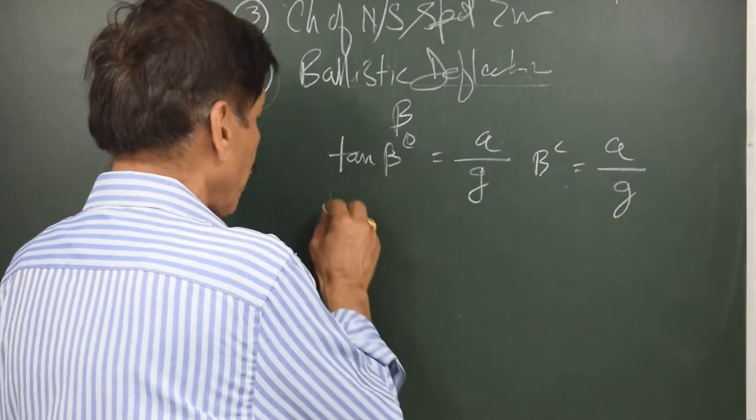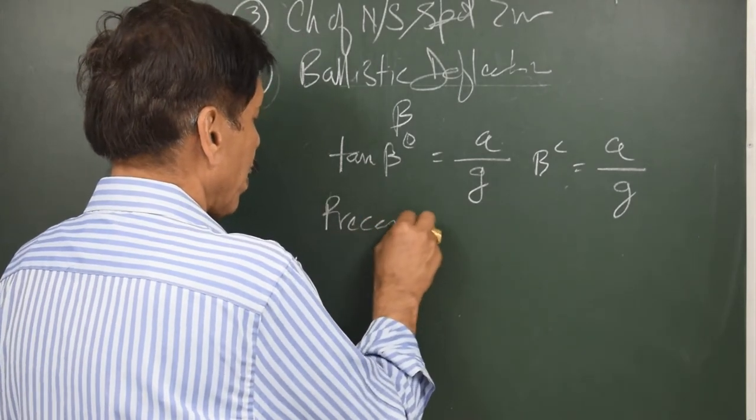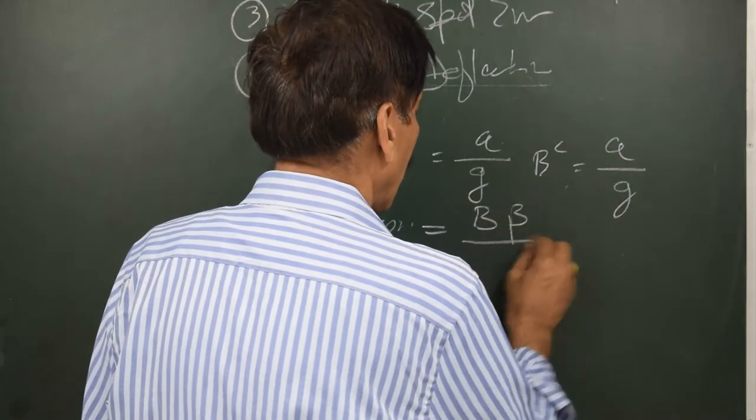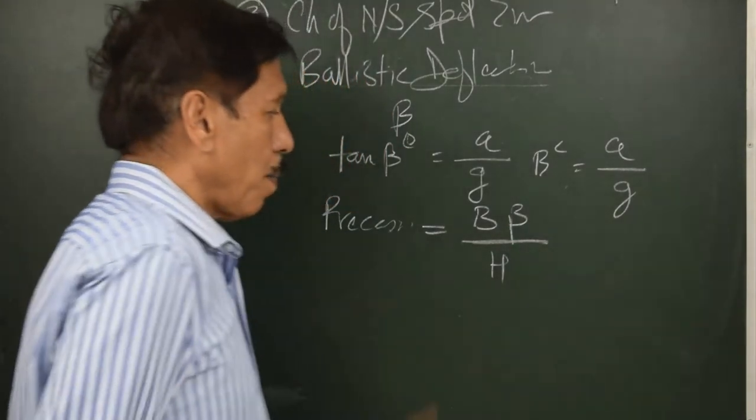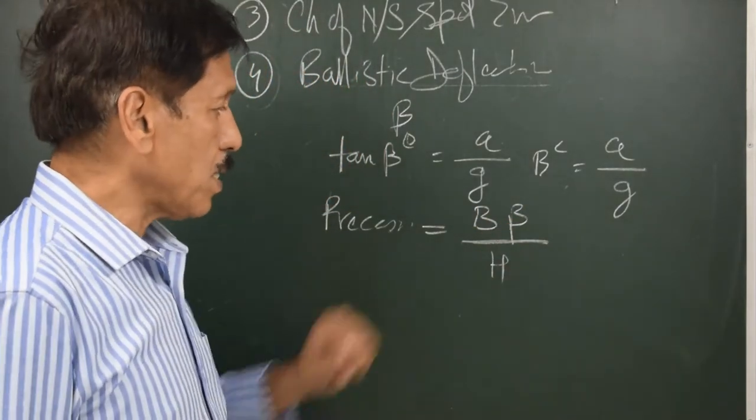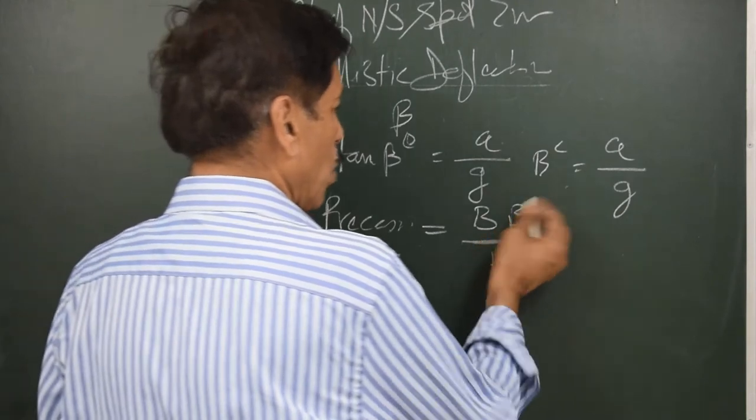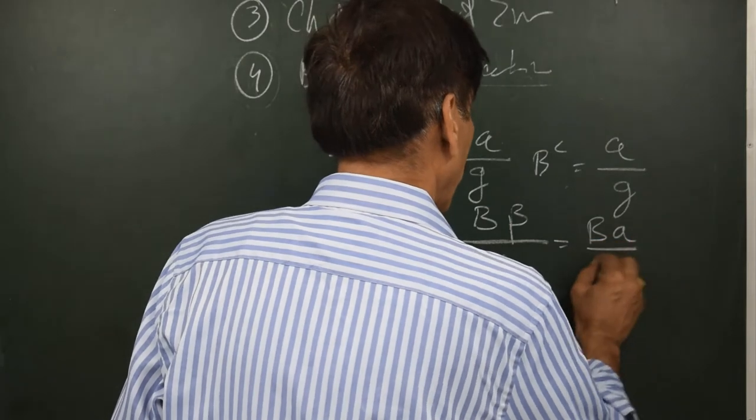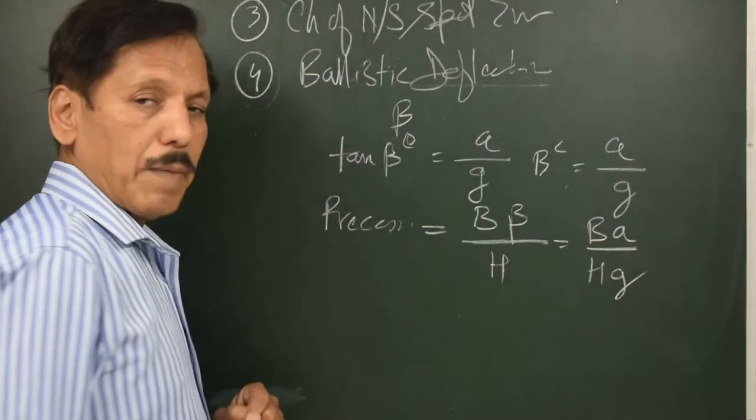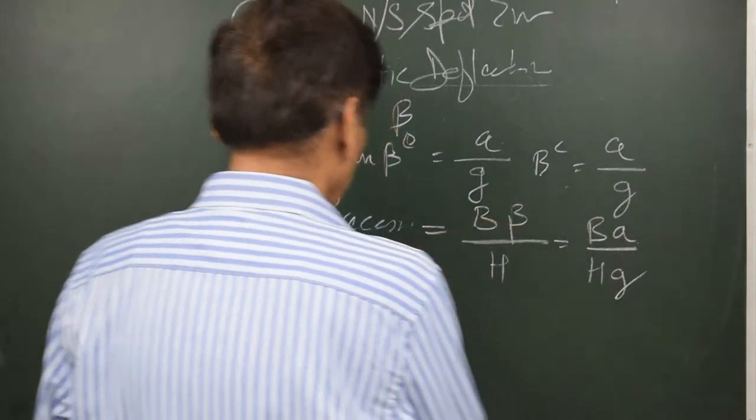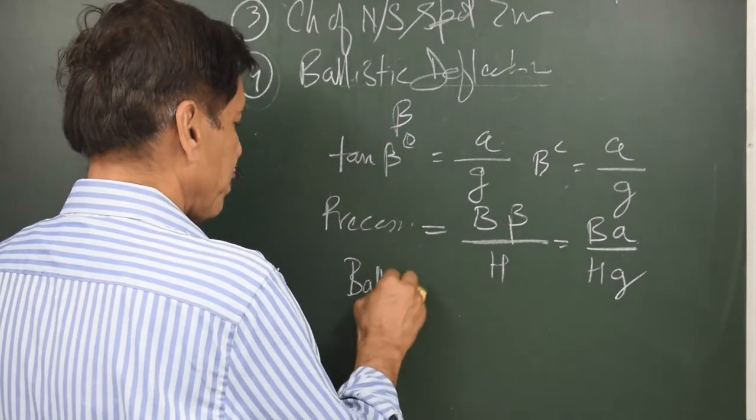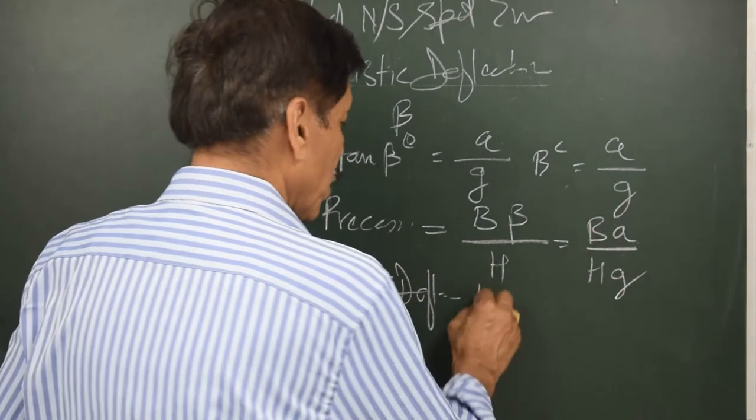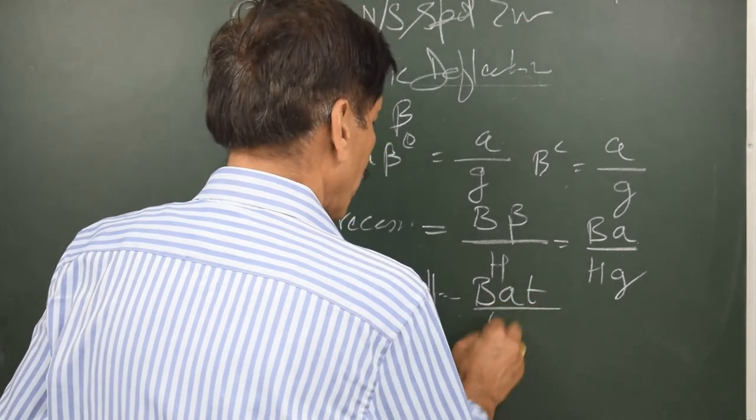If we talk about the precession, precession is equal to B beta upon H, where H is the angular momentum. Now, if we place the value of beta as A upon G, it becomes BA upon HG. If the action happens for T seconds, the amount of ballistic deflection will be the rate multiplied by the time. So it becomes BAT upon HG.